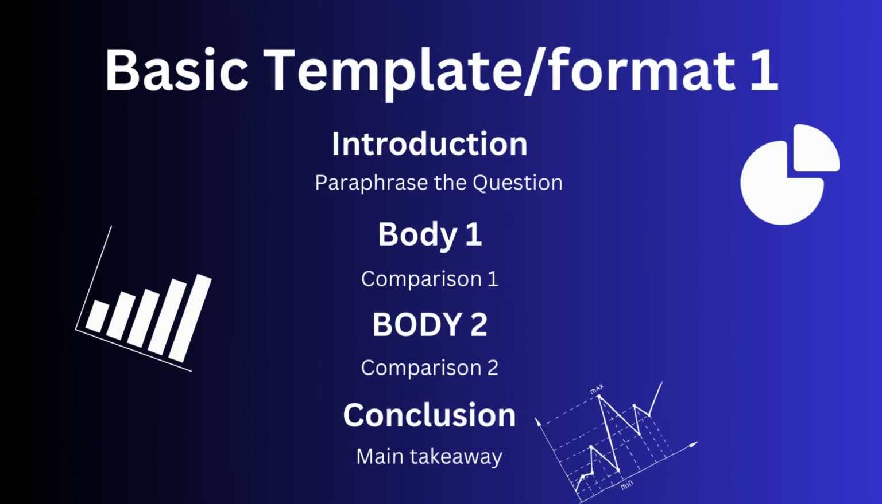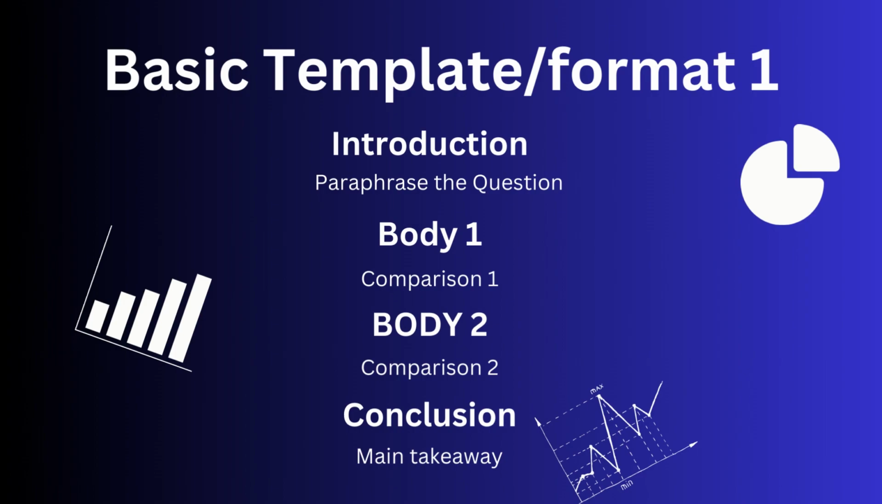Now, let's look at the basic template or format which you can use for writing task 1 for academic. I have divided it into 2 different formats. Let's talk about the first one. The first is the introduction, where you paraphrase the question. Paraphrase means just writing the question in your own words. Then you write body 1, paragraph 1, where you talk about a few comparisons. Then you move on to body 2, where you talk about further comparisons, just to elaborate information. And then you make a conclusion, that is, you write about the main takeaway.